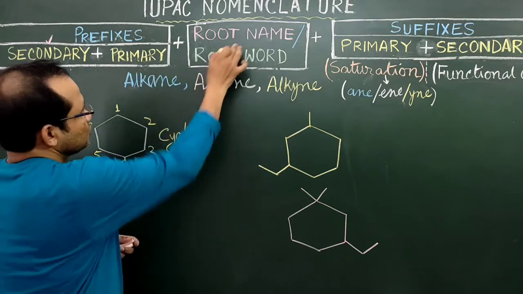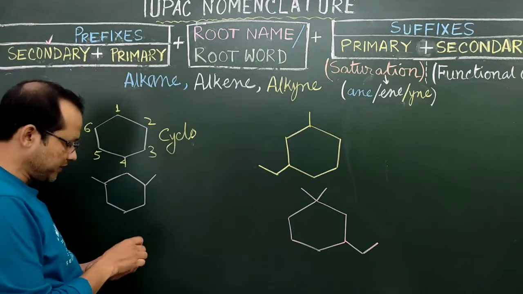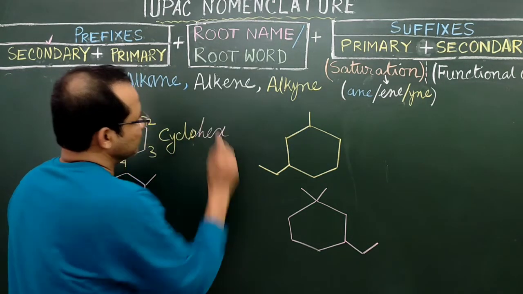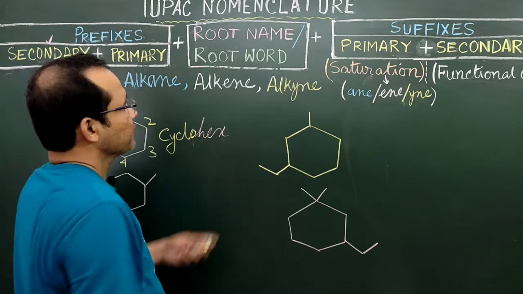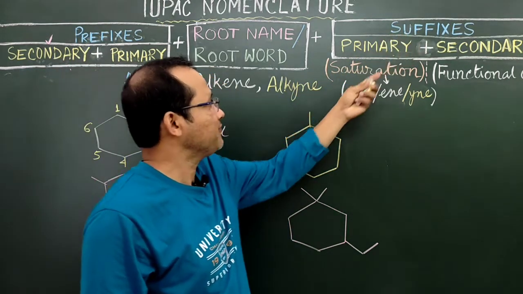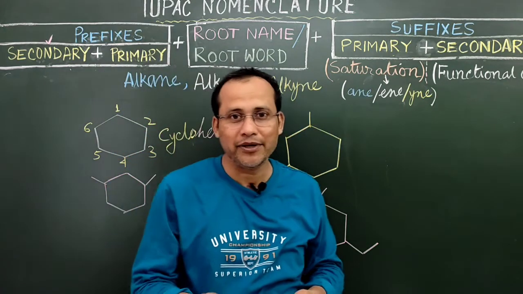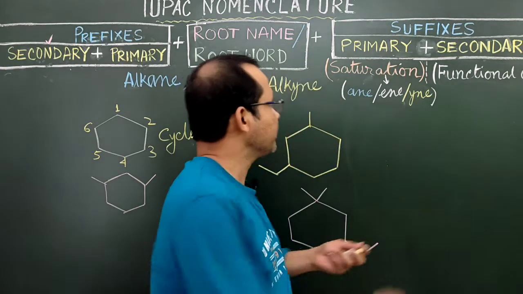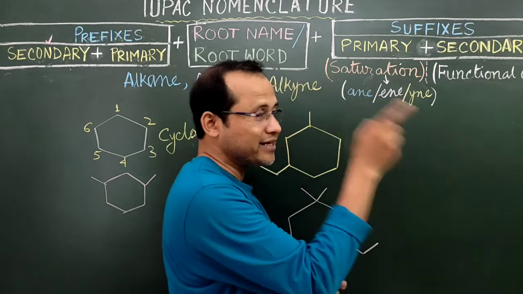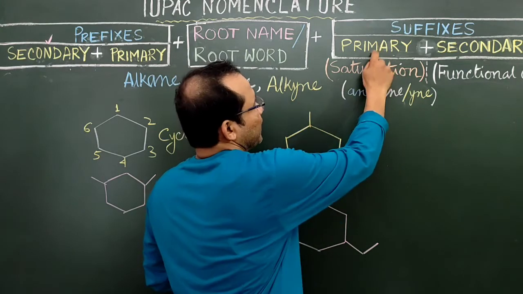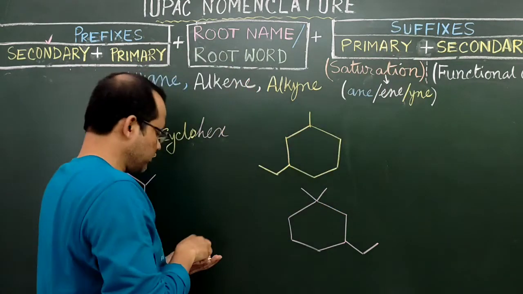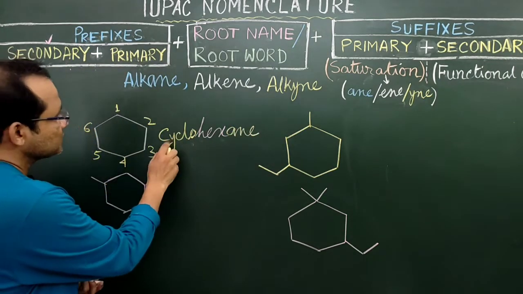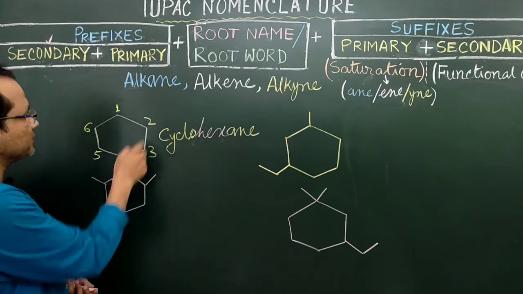Now come to the root name. Since it is a 6-membered ring, 6 carbon atoms are there, so it will be a hexane system and root name is hex. Now come to suffix. Primary suffix indicates the saturation level of the compound. Since it is a saturated compound, no multiple bonds are there, so it will be of the alkane category, and for alkane the primary suffix will be ane, so it will end with ane. So cyclohexane is the name of this compound.